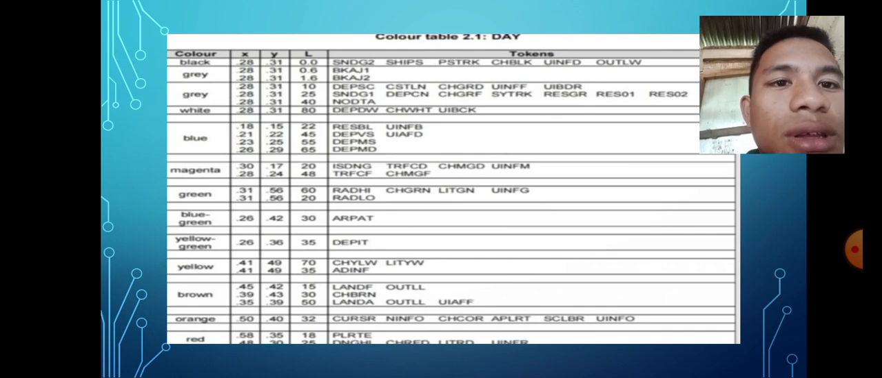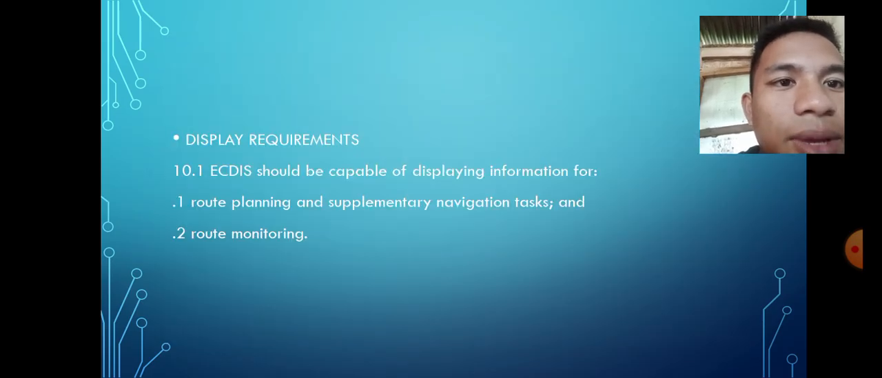So this table contains the requirements of the color black, gray, white, blue, magenta, green, blue-green, yellow, brown, orange, and red. So this is the requirements of the IMO standards. And the display requirements.